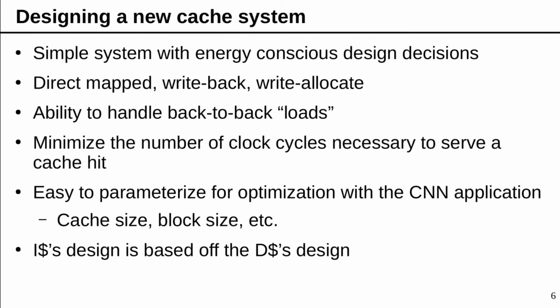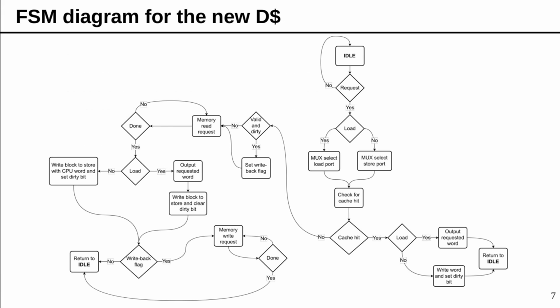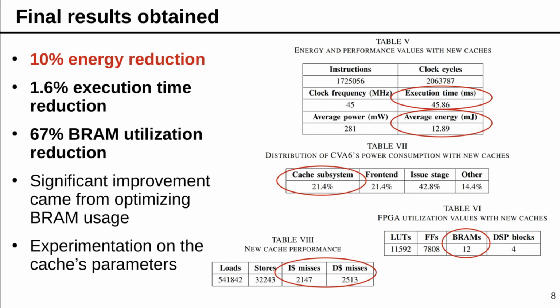We also made design choices adapted to a memory-intensive application, for example, by opting for a write-back write-allocate cache structure. Here we illustrate a simplified finite-state machine diagram for the data cache controller that our team developed. After having integrated our new caches into the CVA6 CPU core, we achieved a final energy reduction of 10%.